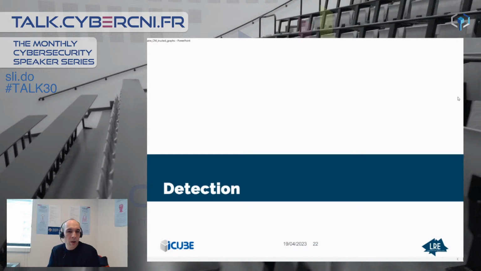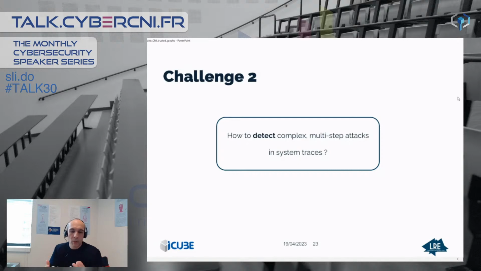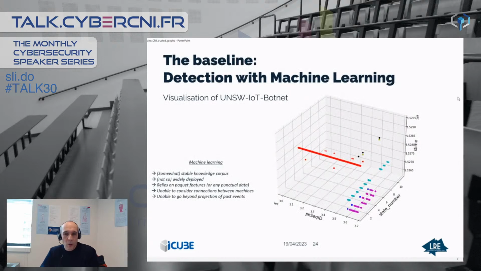And this is where we come to detection, our work on detection, which deals with the issue of detecting complex multi-step attacks in big volume system traces. For that, I've given the example of IoT networks. We're also working with information system networks and with core network systems.